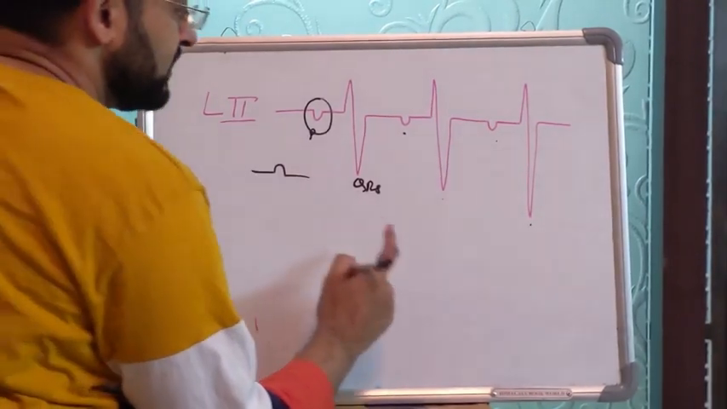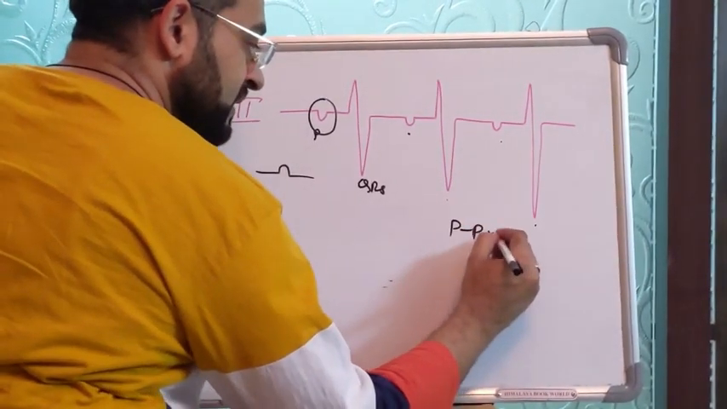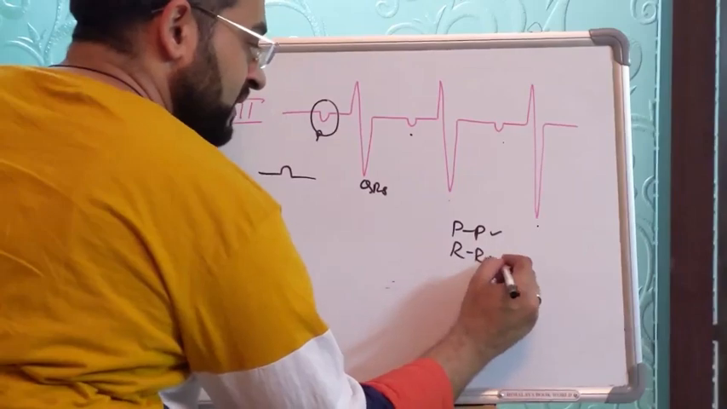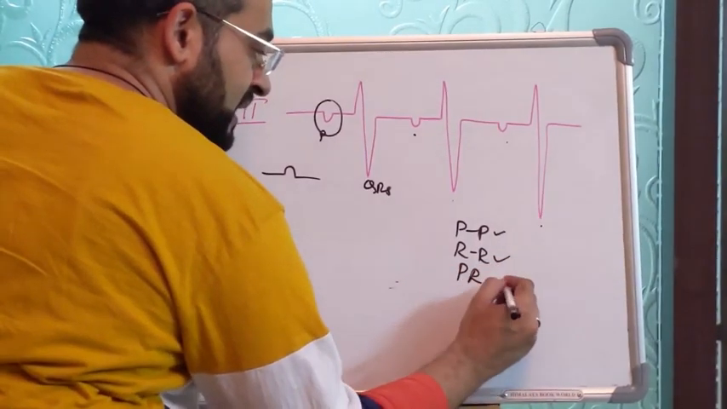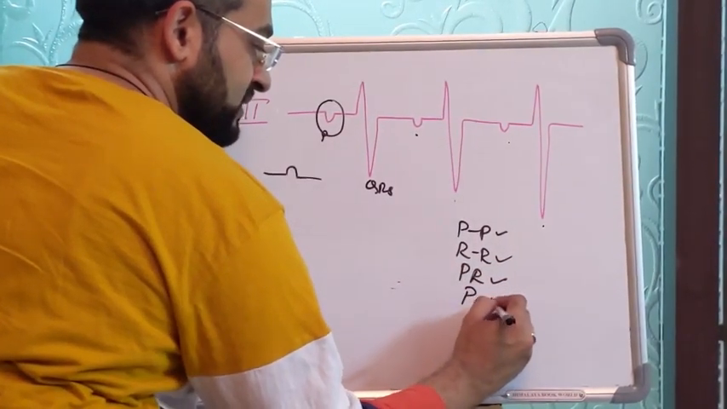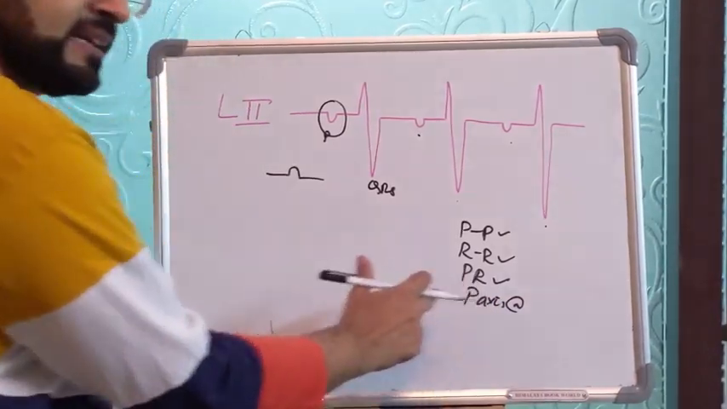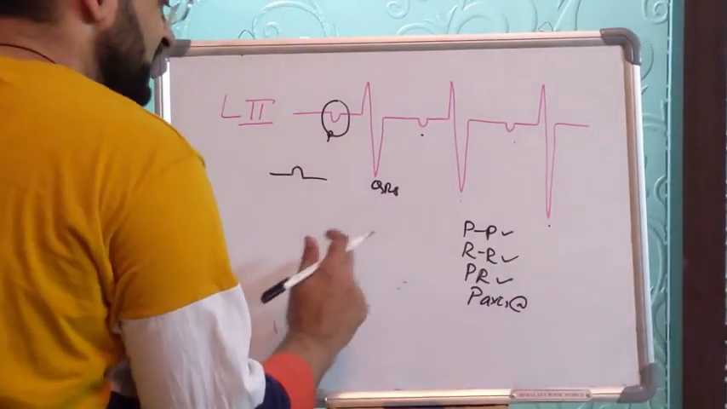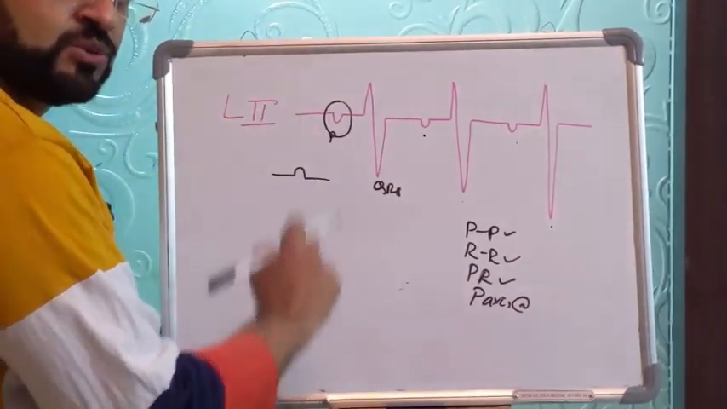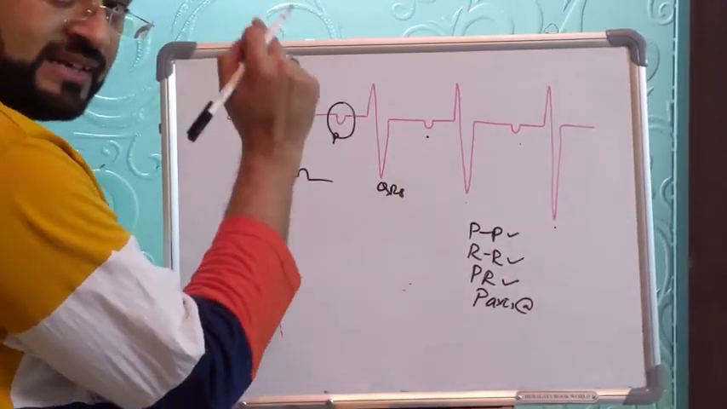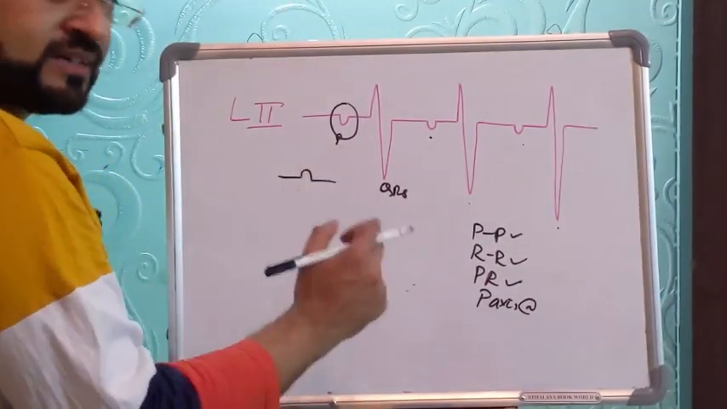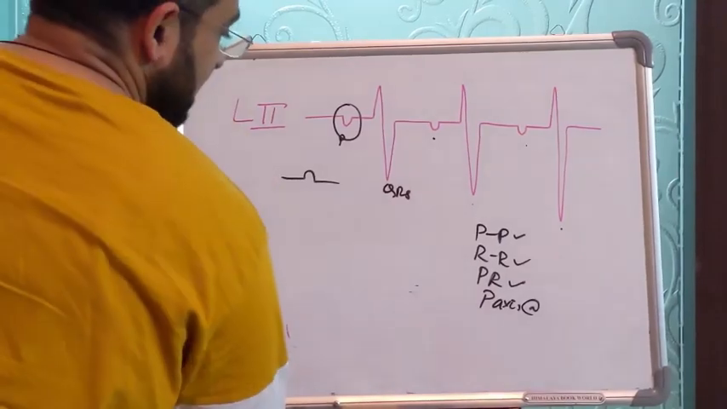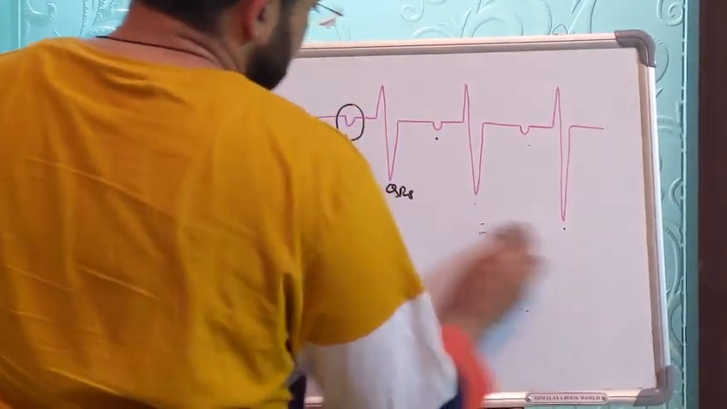So you should have a constant PP interval, a constant RR interval, a constant PR interval, and your P axis has to be normal. When you say a P axis is normal, the P should be upright in lead 2, 3 and AVF as well as lead 1, and the P should be inverted in lead AVR. So that indicates that it is a sinus rhythm.